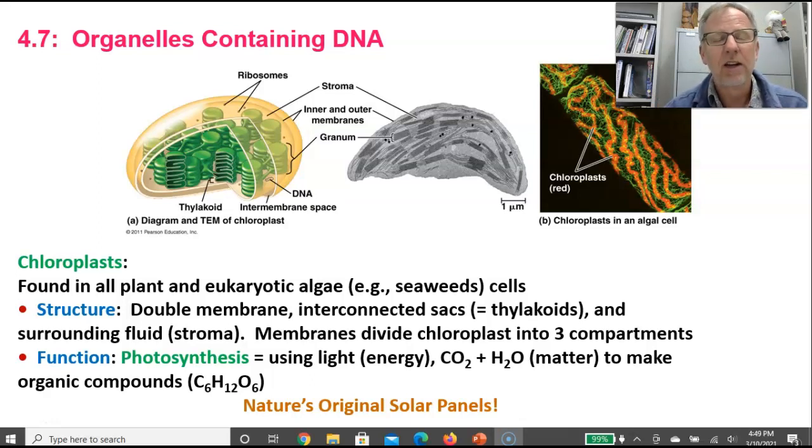So the function of chloroplasts is photosynthesis, using light. Light is an energy source. And then the raw materials, the matter that's used, is carbon dioxide and water. Those are the ingredients, carbon dioxide and water. Light is the energy source, and together these make organic compounds like sugar, C6H12O6. And then I've got a note on the bottom here: chloroplasts are like nature's original solar panels, absorbing light, converting that light energy to make chemical energy, sugars. Of course, solar panels in today's modern societies are absorbing light energy and converting it to electricity. Pretty cool.